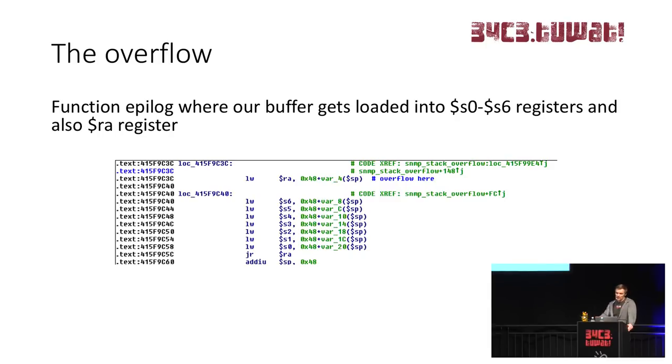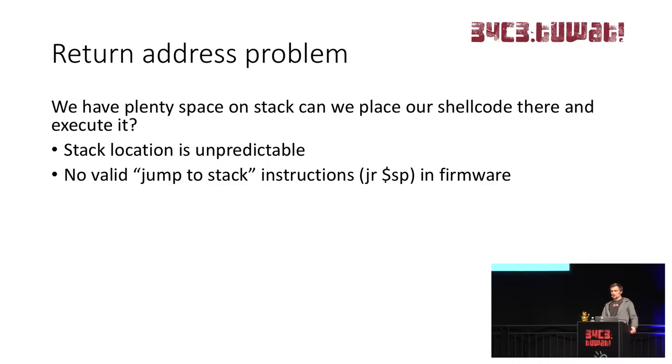So the actual program counter corruption happens in the function epilogue. I call this function SNMP stack overflow. You can see here that at the end of the function, we load the values from the stack to registers S0 to S6, and also we load a value into register RA. And this is an important register. It's called the return address register, and almost every function in MIPS uses this register to jump back to its parent function. So basically, we have some space on the stack.